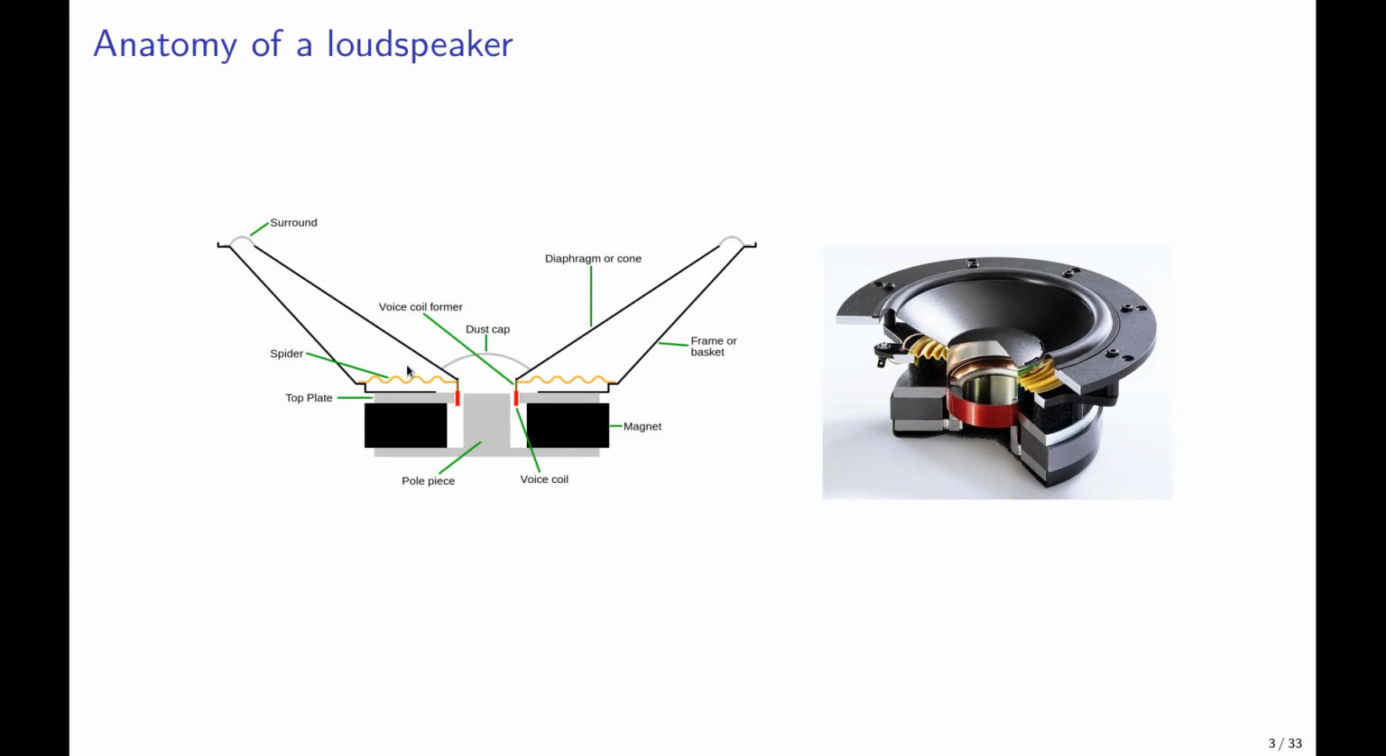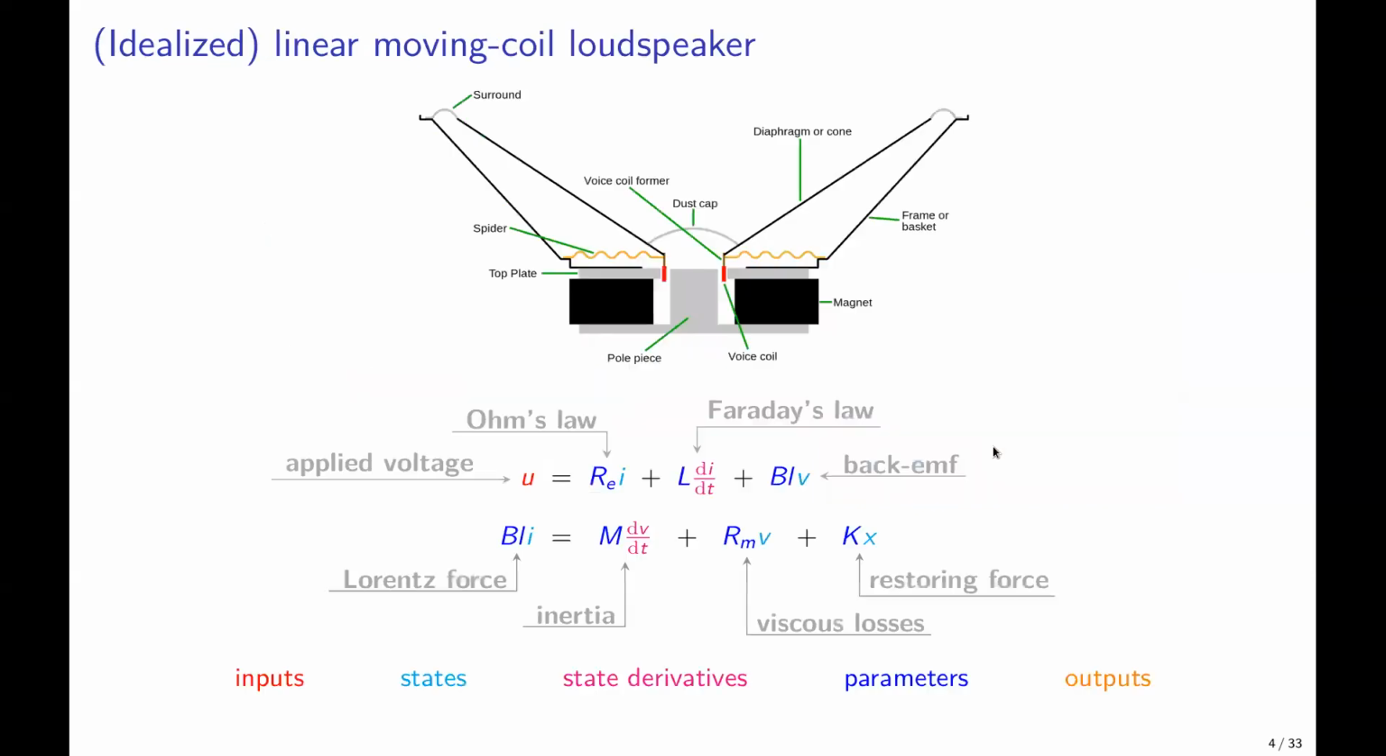There's a suspension system that holds it in place. And then we have a mass-spring system, but that's forced by current. It's forced by the Lorentz force acting on the coil. In practice, it looks like this. So if we want to model a loudspeaker like this, we have to find the dynamical equations that model it. It's a multi-domain system. So there are electromagnetic forces and mechanical forces as well.